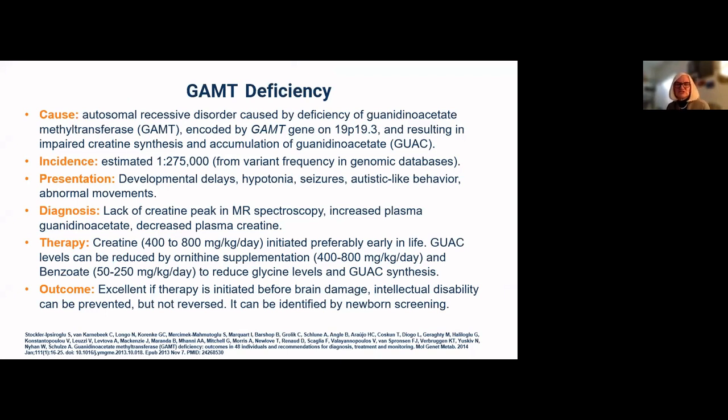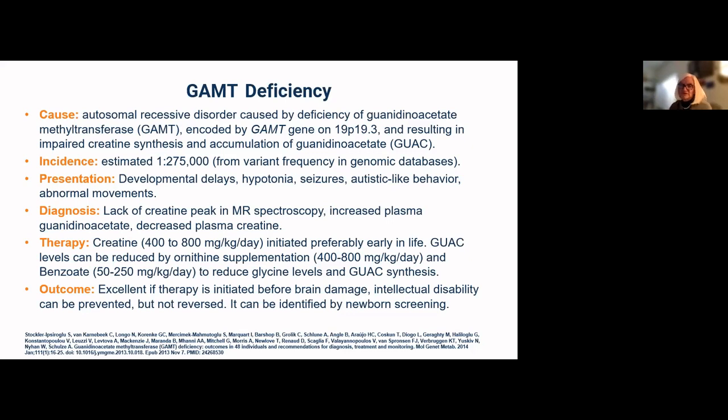The presentation, as I said, is with developmental delays, hypotonia, seizures, autistic-like behavior, and abnormal movements. The diagnosis is done by measuring guanidinoacetate and creatine in plasma, and showing the characteristic pattern of low creatine and elevated guanidinoacetate, and lack of creatine peak in a mass spectroscopy.